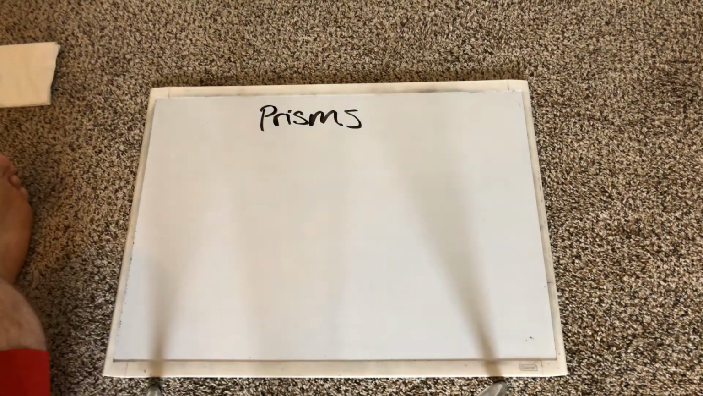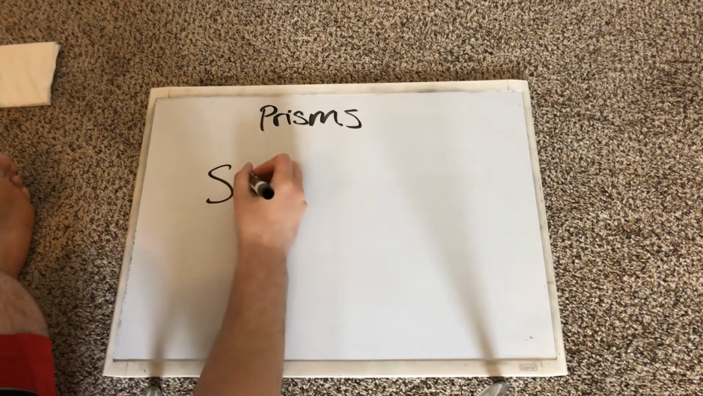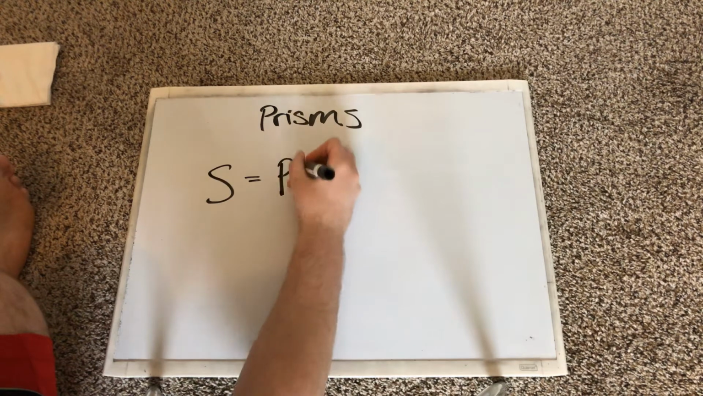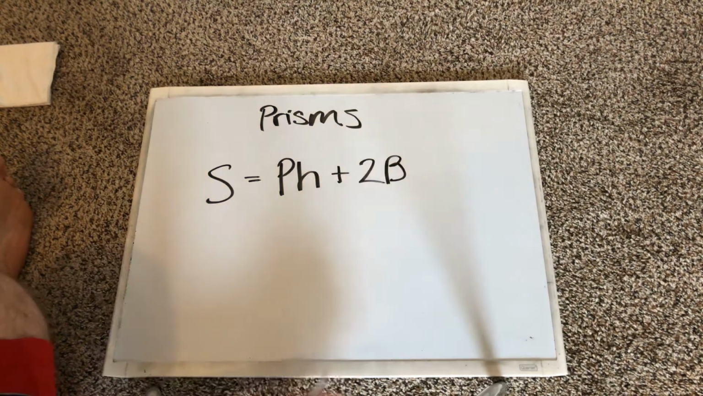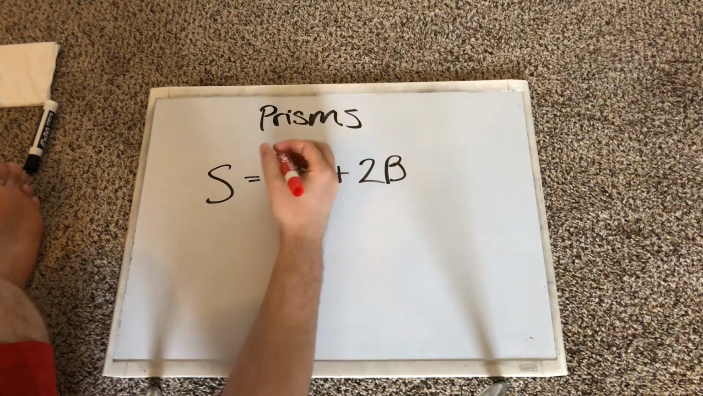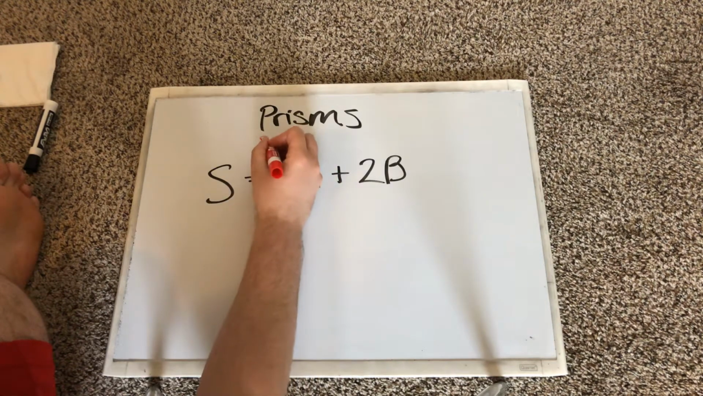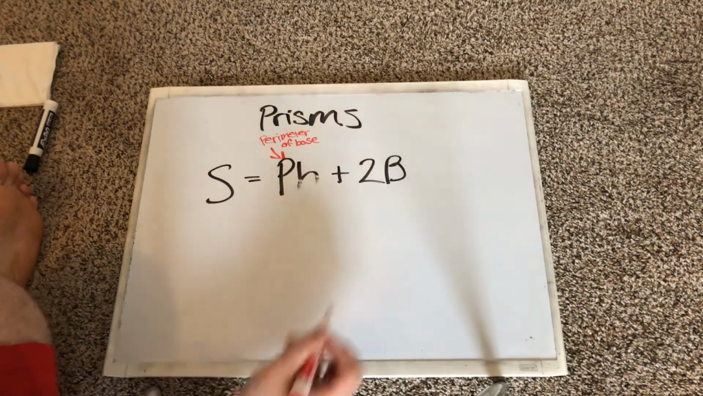Prisms, if we remember, have two bases, and they're the same type of base, and they're being connected. So for surface area, we're going to say it's a big S, and that's equal to P times H plus 2 times B. Let's go over what these letters mean. This P is the perimeter of the base, the perimeter of one of the bases.